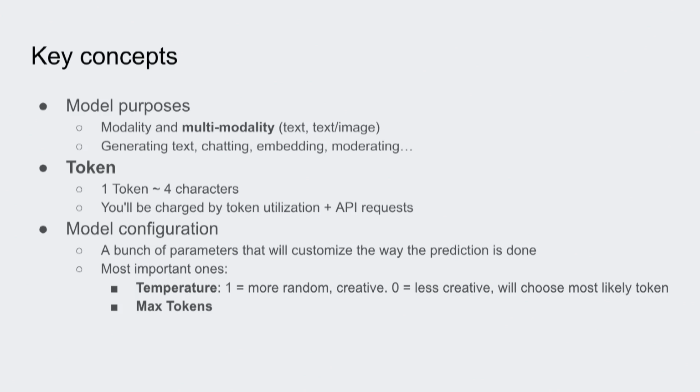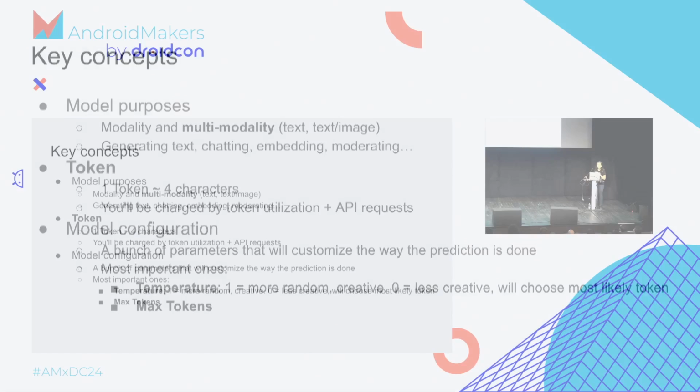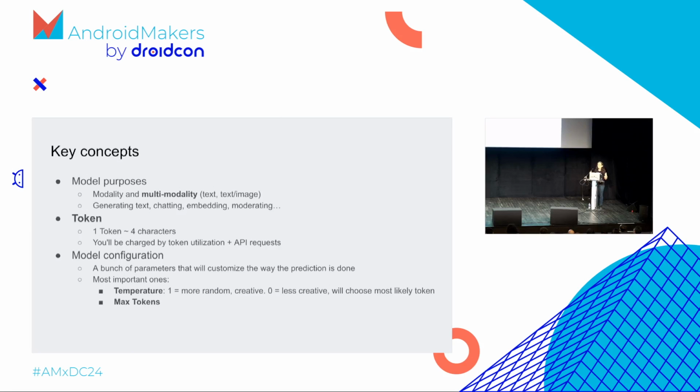OpenAI, when you just create your account and you verify everything, you have some gratuity, but they are not going to be free services. So of course you're going to be paying for the request, as any paid API works, but also by the token utilization. So if you send a lot of tokens, you're going to be paying a lot more.